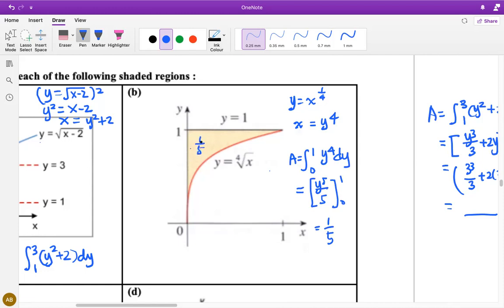So remember to change x, make y the subject into x, when you want to integrate, for the area under the curve and the area bounded by the curve and the y-axis.